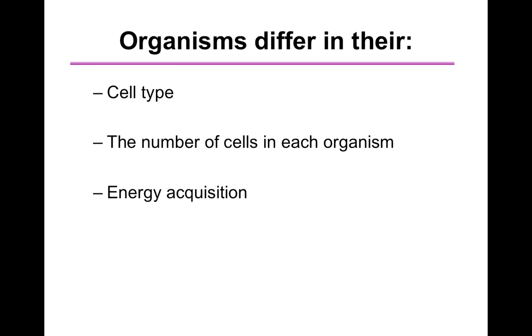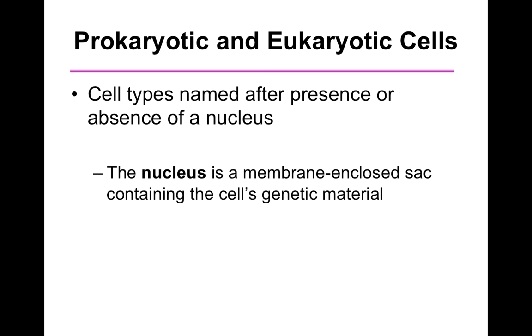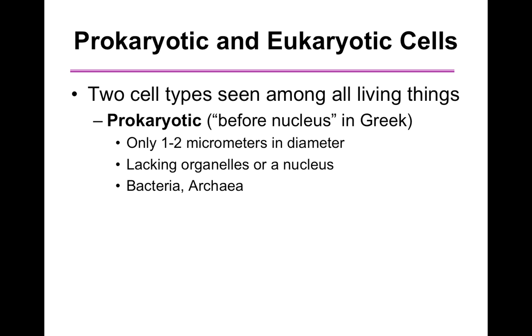Organisms differ in their cell type, number of cells, and each organism's energy acquisition. Prokaryotic and eukaryotic cell types are named after the presence or absence of the nucleus. The nucleus is a membrane-enclosed sac containing the cell's genetic material. I was telling you before about prokaryotic and eukaryotic cells, the two cell types seen among all living things.